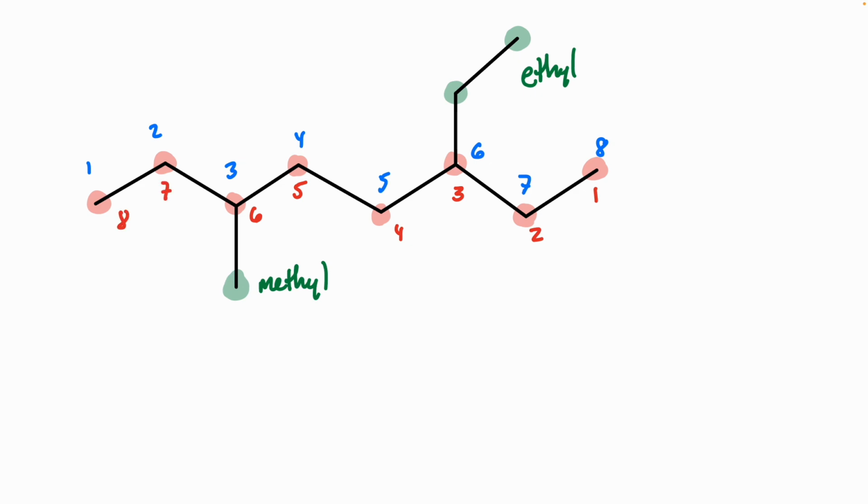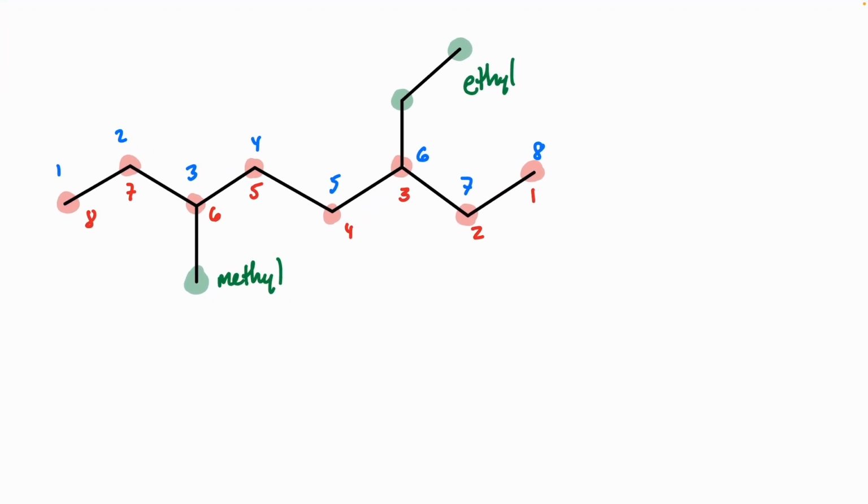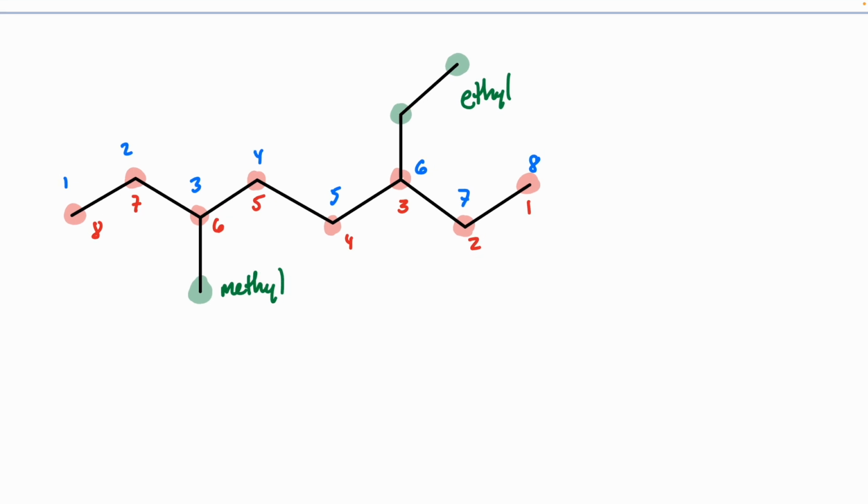All right, and remember, what is our rule for picking our numbering scheme? We want the lowest possible number in our name. But if we look at our blue numbering scheme, we have a 3 and a 6. And if we look at our red numbering scheme, we have a 3 and a 6. Okay, so we've got a problem here. It's a tie. And you can't just pick whichever one you want because we need to uniquely point to one molecule. So they have a tiebreaker rule in place here.